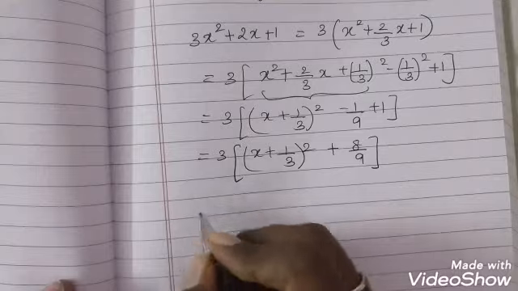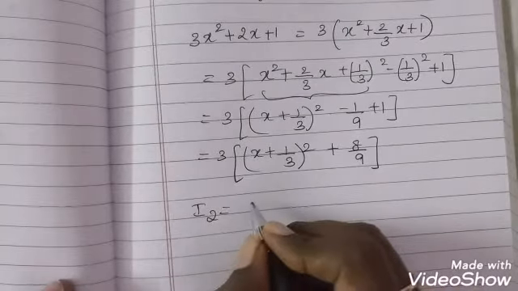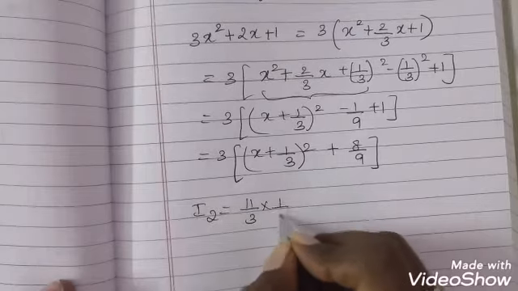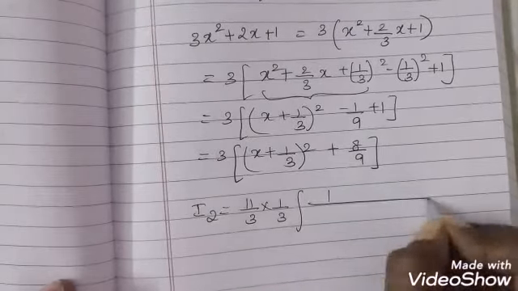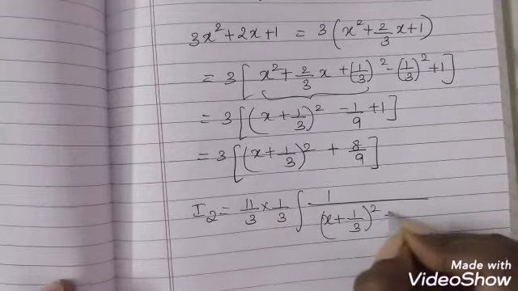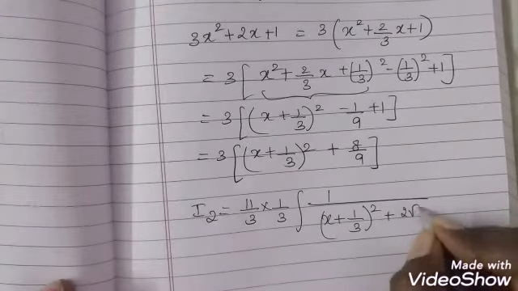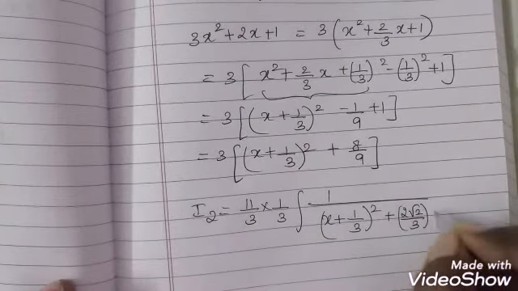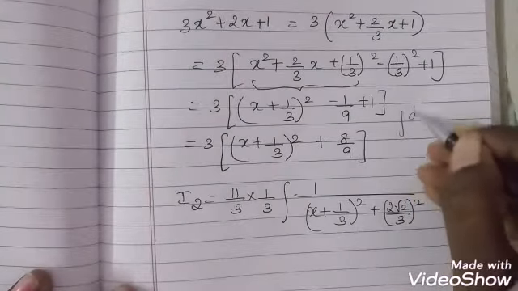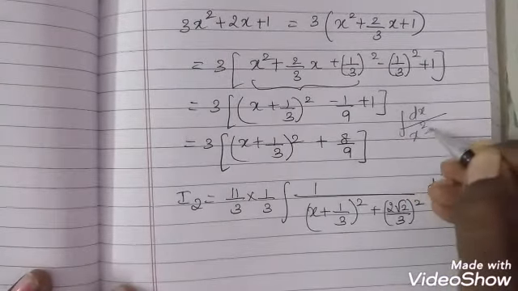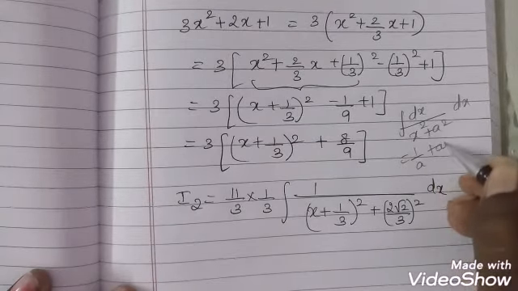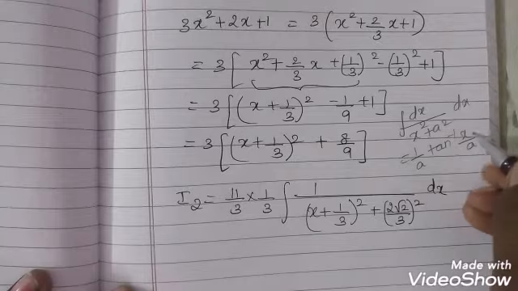Okay. So what is your I2 equal to here? Your I2 is equal to, already you have 11 by 3. Here also you have this 1 by 3. So it's 1 by 3 into 1 by x plus 1 by 3 the whole square plus, I can write it as 2 root 2 divided by 3 the whole square dx. So what's the formula you get here? Integral of dx divided by x squared plus a squared. What is it equal to here? It's 1 by a tan inverse of x by a plus a constant.